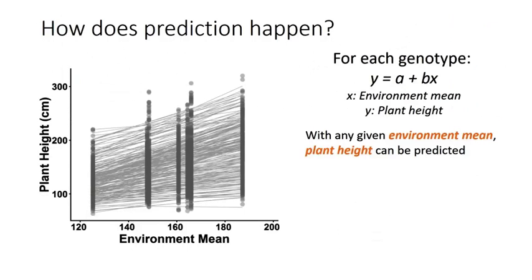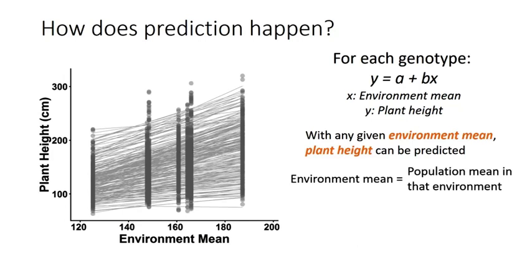So how exactly does prediction happen? For each genotype, which is one line represented here, we have the regression equation y equals a plus bx. After you regress, you have a and b for each individual, differently. Here, x represents the environmental mean, and y represents plant height. So with any given environmental mean, plant height can be predicted with this equation.